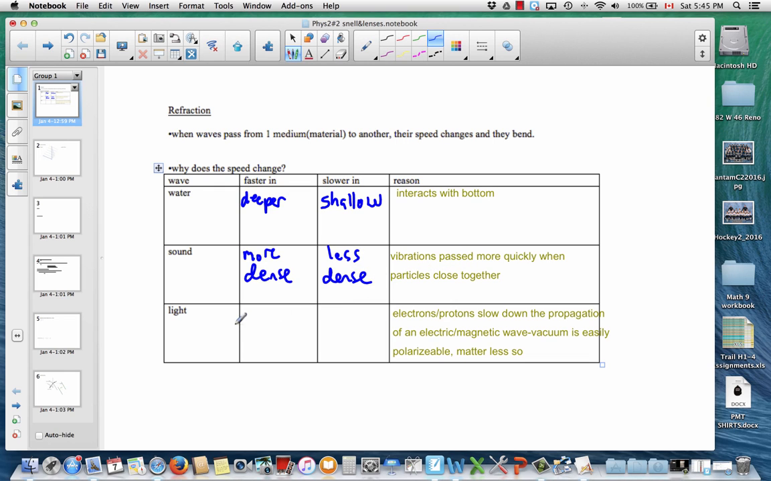For light, it actually travels faster in a vacuum, and then as the material becomes more optically dense, that actually slows down the propagation of the light wave simply because the electrons and protons in the material take a little while to respond to the electromagnetic wave, and that actually slows down the speed at which the electric and magnetic field can be created in space, and so it slows down the propagation of the wave.